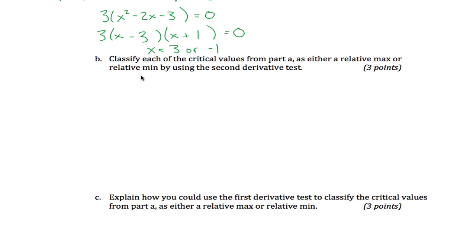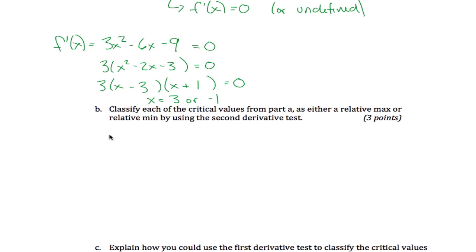All right, next one. Classify each of these as a relative max or a relative min by using the second derivative test. Okay, for the second derivative test, we need to figure out the second derivative. The second derivative is the derivative of the derivative. So the derivative of 3x squared minus 6x minus 9 is 6x minus 6. What we have to figure out is, at our critical points, is the second derivative negative or positive?